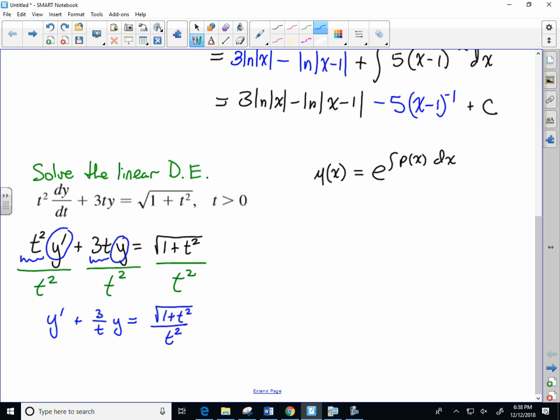All right, the p of x comes from your differential equation written in this form. All right, this guy right here is my p of x. All right, so if I want my mu of x, it's going to be e to the integral of, well, we're working with t's, right? So let me get rid of that x and make it a t. So it's not really p of x. It's really p of t. So 3 over t dt.